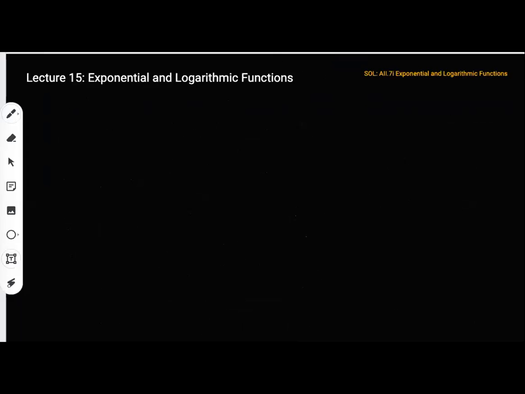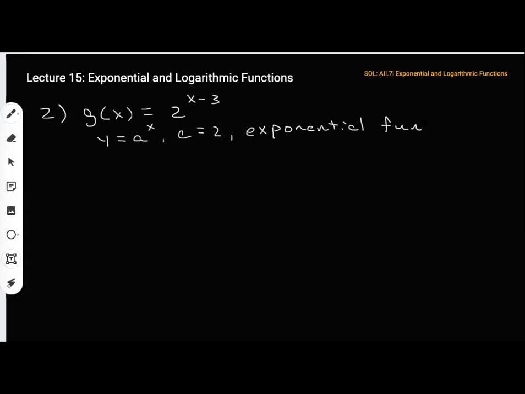Okay, number 2. 2 gives me g of x is equal to 2 to the x minus 3 power. Now this one is an exponential function. So it's y equals a to the x, where a is going to be 2 this time. And another thing we can say about it is it would be called an exponential function. So let's write that down. Exponential function.